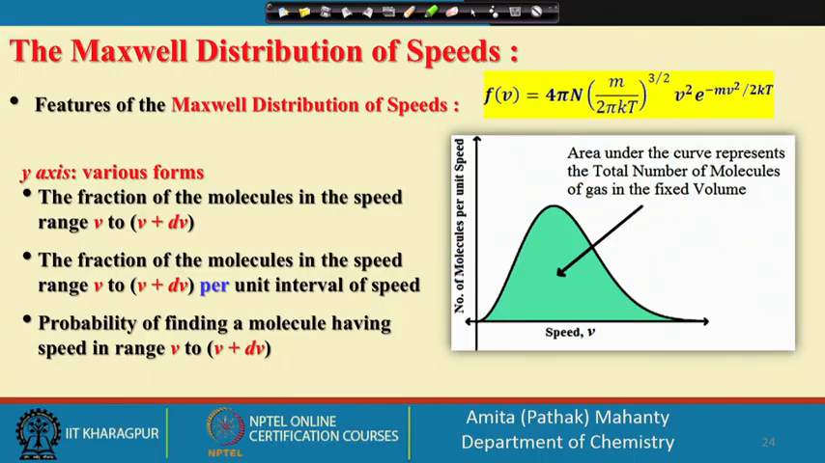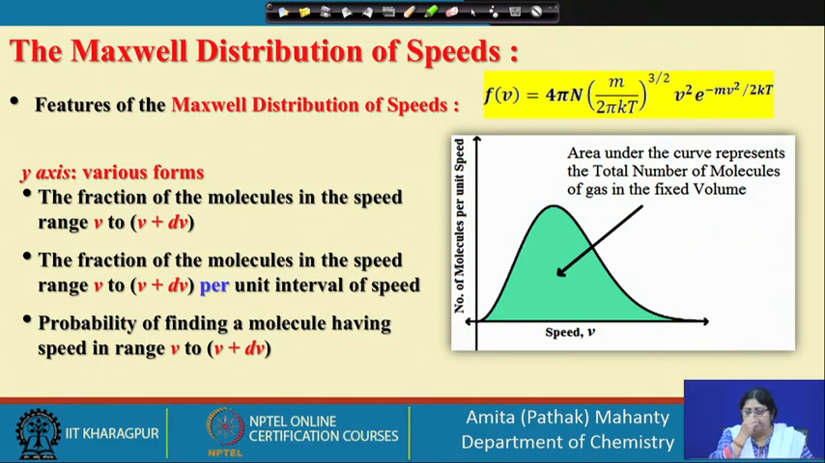In the last class, we talked about the distribution function, the velocity distribution function, the Maxwell-Boltzmann distribution, or you can say Maxwell's distribution. Usually the Boltzmann distribution is associated with energy, but we usually say Maxwell-Boltzmann distribution. The distribution function we have derived is this expression. I am not going into the detail, because we are now going to discuss the features of the Maxwell distribution function.